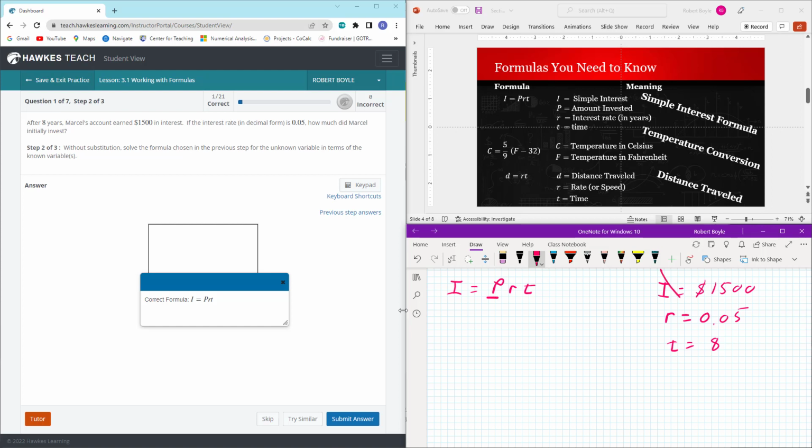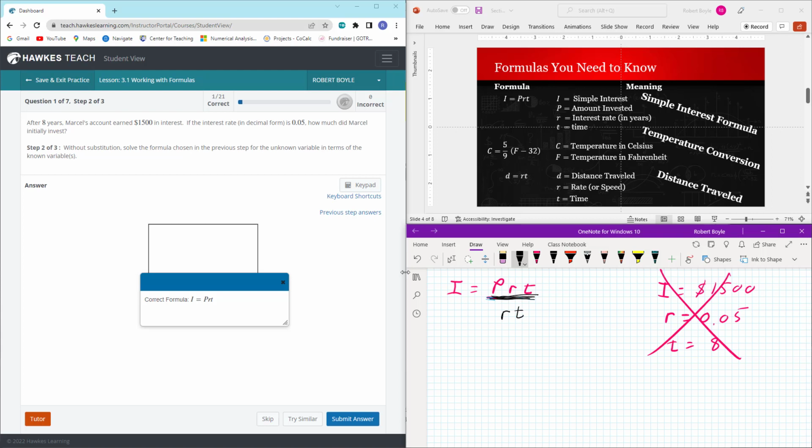Now, we do not want to do any substitutions just yet. We just basically want to work with the variables. We want to solve for the unknown variable, which is P. The way we solve for P is to get P on one side of the equation and everything else on the other side of the equation. Now notice that P is being multiplied by R, the product of R and T. This is kind of like a coefficient. So to get P by itself, what I need to do is divide this equation by the product of R and T.